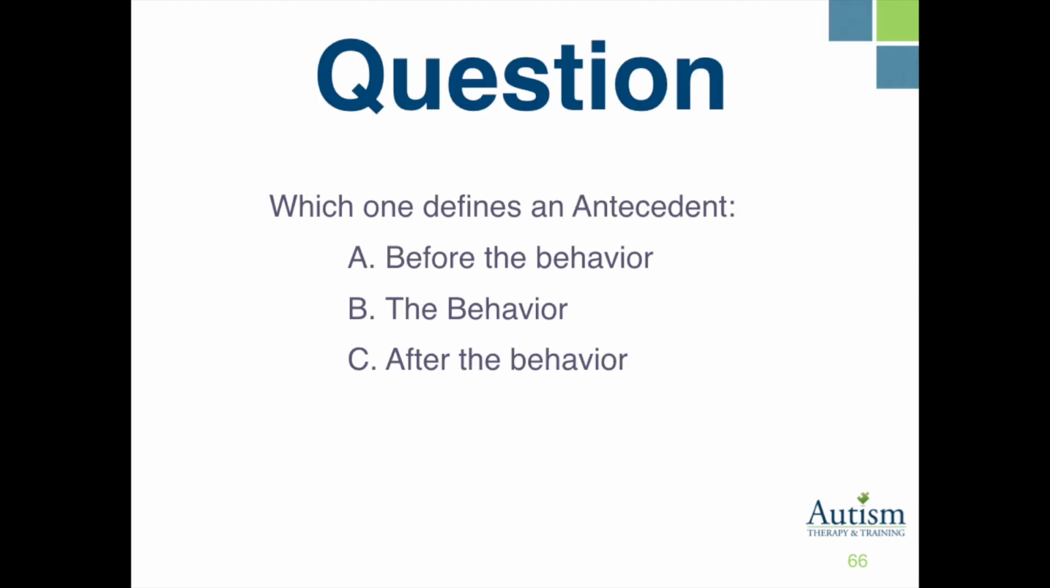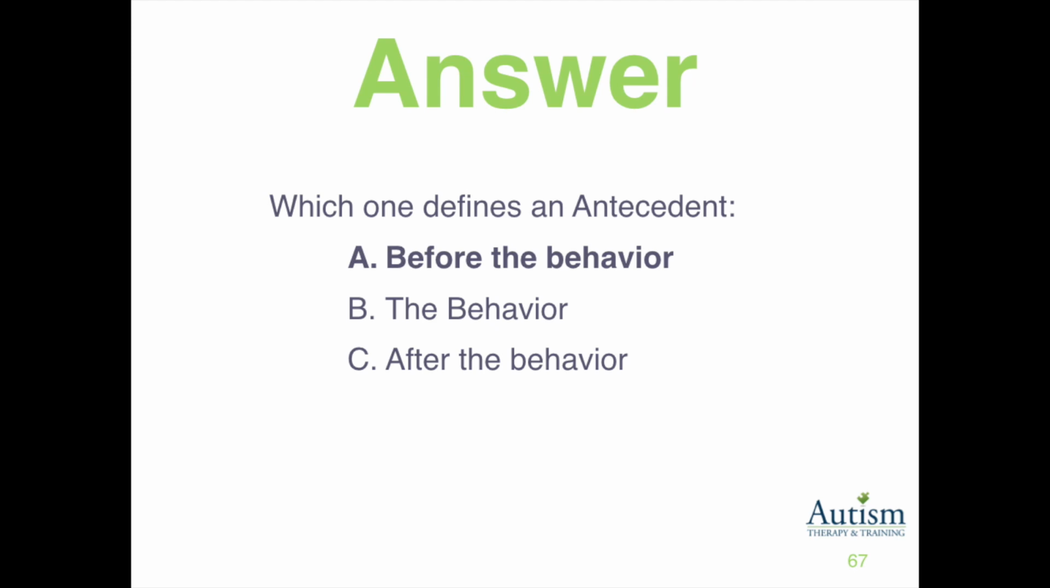Which one defines an antecedent? A, before the behavior, B, the behavior, or C, after the behavior? And the correct response is A, before the behavior.